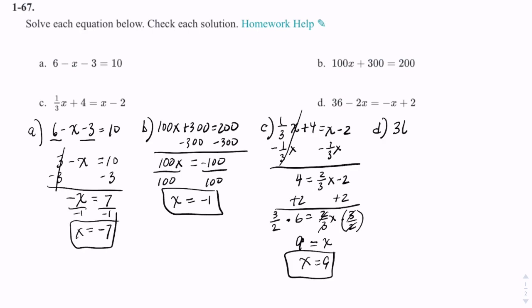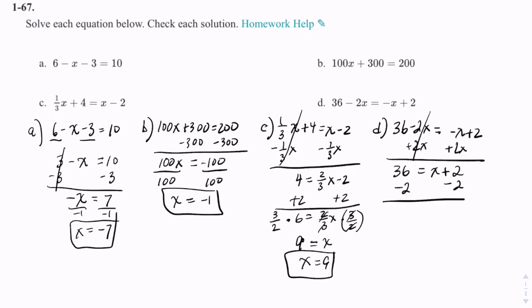And the last one, D, I'll do it here. D, 36 minus 2x equals negative x plus 2. I'll add 2x to both sides. And I have 36, that cancels, equals negative 1x plus 2x is 1x, or x, plus 2. I'll subtract 2 from both sides, and I get 34 equals x, but of course I'm going to write it as x equals 34.